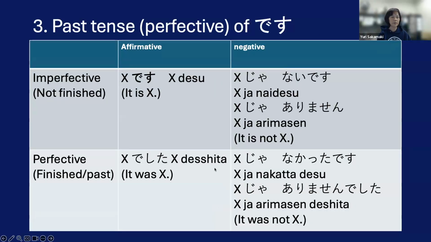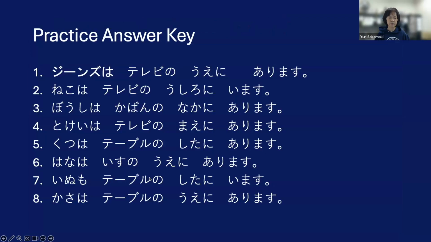And grammar point number 3 is the past tense of this. Past tense is also called perfective because it's already finished. So we learned it is something or they are something right now. です, so ペンです. It is a pen. We also learned when something is not. ペンじゃないです or ペンじゃありません. So now we're going to learn it was something. ペンでした. So it was a pen, but maybe it's something else now.